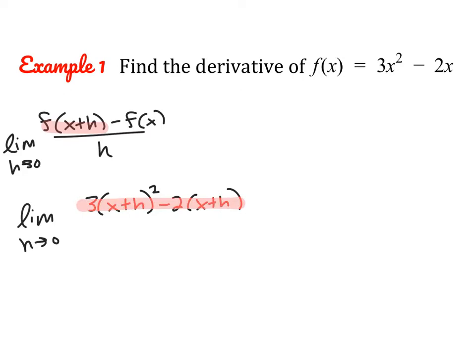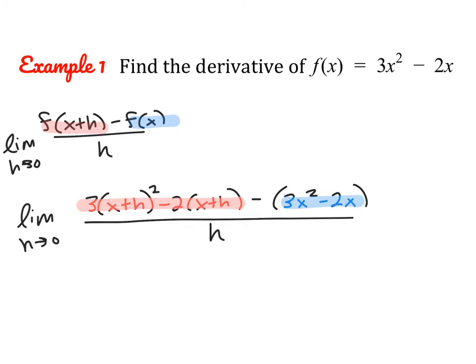And then we're going to subtract f of x, which is 3x squared minus 2x. So 3x squared minus 2x is f of x. And then we're going to say all of that over h. So now all I'm going to do is I'm going to multiply everything out and combine like terms in my numerator to see if we can evaluate this limit.